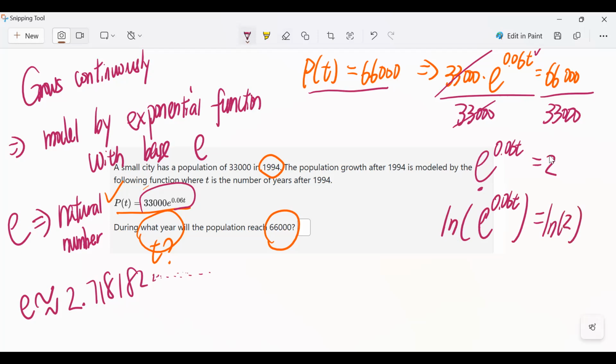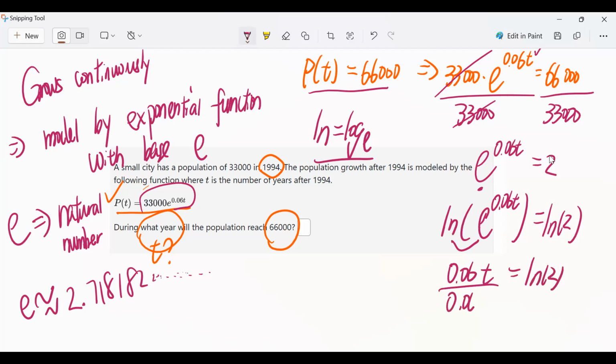Then this ln is log with base e, right? So that's equivalent. It's just a quick abbreviation of this log with base e. So these two will cancel each other. So 0.06t goes in front. I get ln of 2. I'll divide both sides of the equation by 0.06, and we get time t by itself.